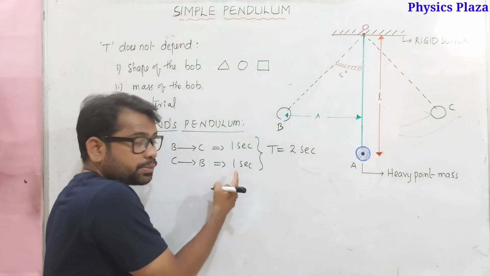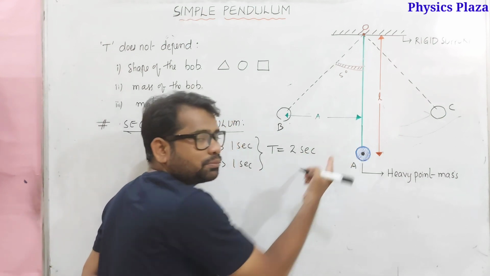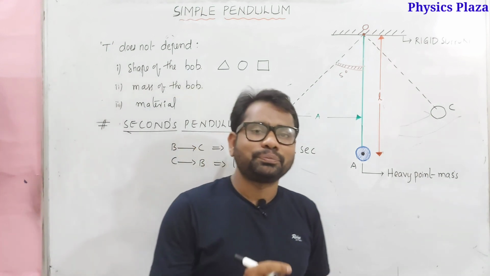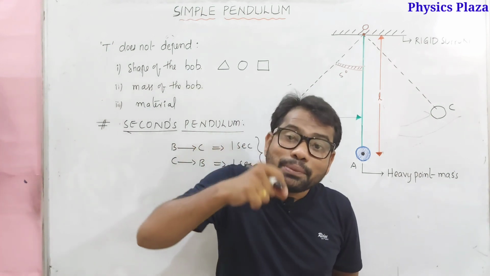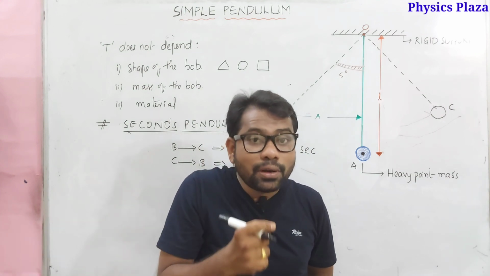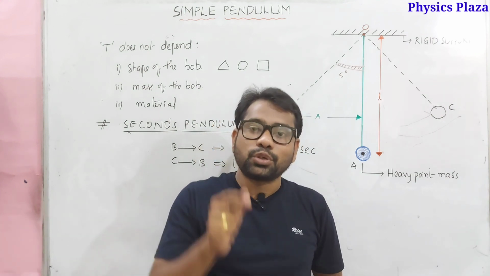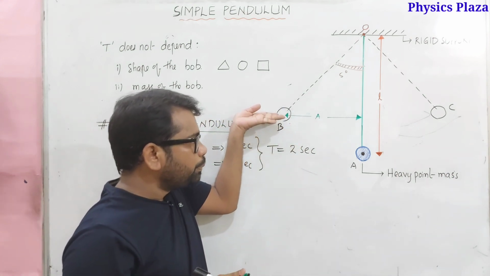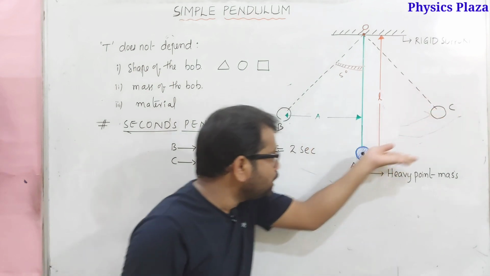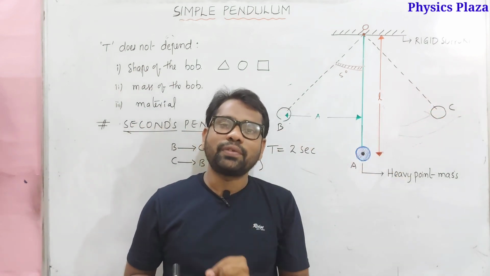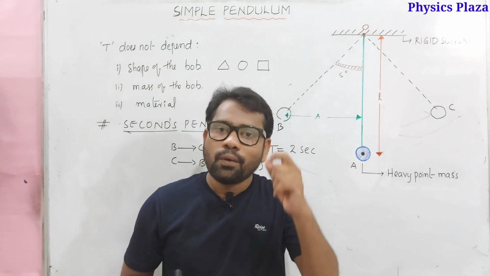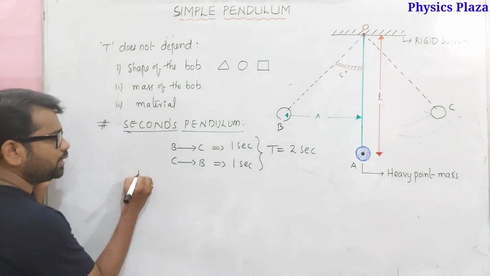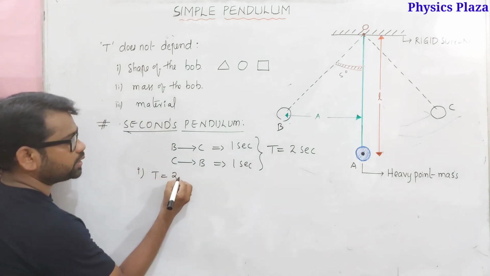Then, if this is the case with this simple pendulum, I can call it a seconds pendulum. Which means what, dear children? The pendulum whose time period is 2 seconds. That pendulum which takes 2 seconds of time to complete one oscillation is called a seconds pendulum. Means to go from B to C 1 second, to come back from C to B again 1 more second. Such a pendulum we can call a seconds pendulum. Children, what is the time period of a seconds pendulum? 2 seconds.